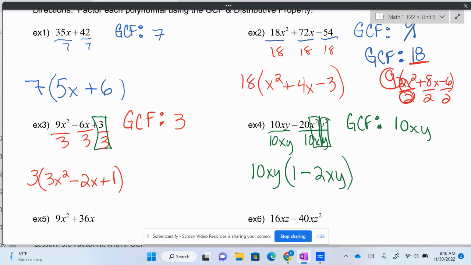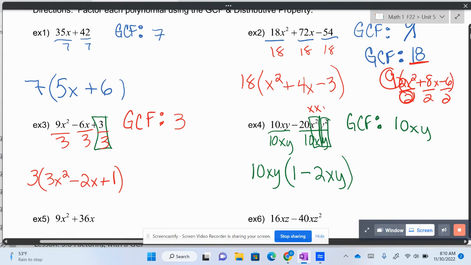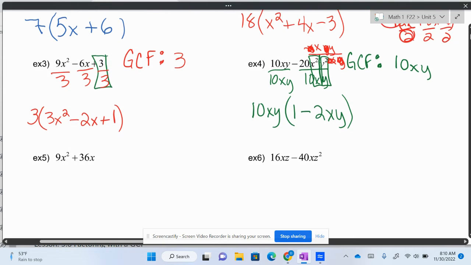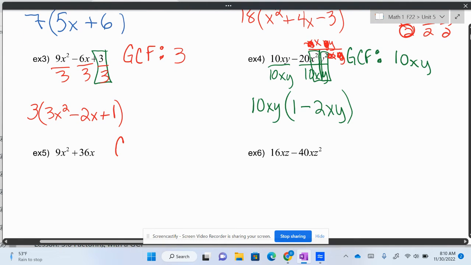Does that make sense? If you struggle with that, if you have a hard time processing that, remember that x squared is x times x, y squared is y times y, and you have an x and a y in the bottom. You can take an x off the top, an x off the bottom, a y off the top, a y off the bottom, and that leaves you with an xy. Okay? So if you forget the rule, you can always expand it. All right, let's look at example number 5.